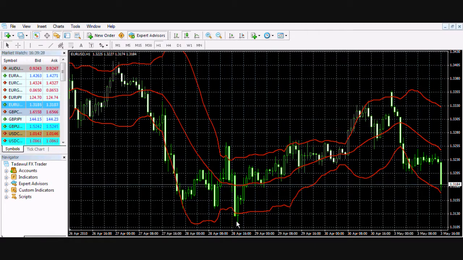Okay, so if you see a candle like this where it's touched the Bollinger Band but did not close below the Bollinger Band, there's a very, very good chance that it's going to bounce back up toward the center of the Bollinger Band. And you see how it ended up down here and then bounced back all the way up through here, eventually up through here.